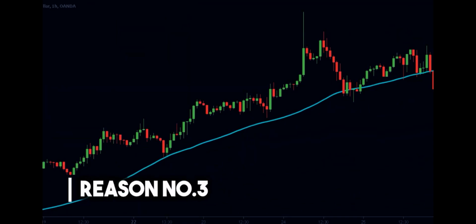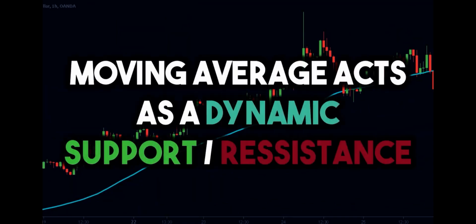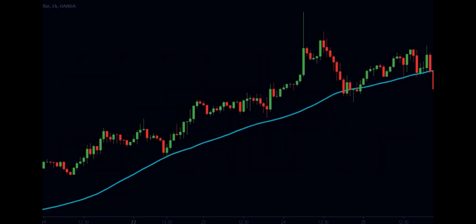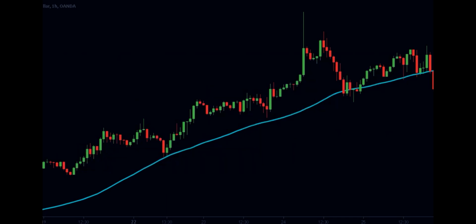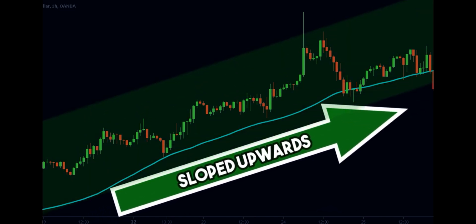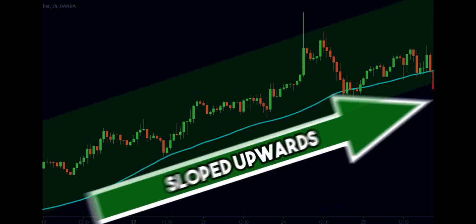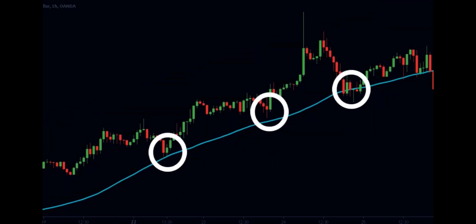The third reason of using the moving average is that it often acts as a dynamic area of support and resistance. Here is the 50-period moving average. We have a clear uptrend here as the moving average is sloped upwards and the price is trading above the moving average. Look at these points.